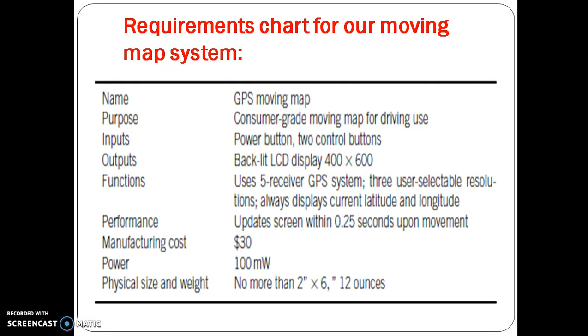Performance is the most important part here. What the customer desires is that the screen must be updated every 0.25 seconds, that is, every quarter of a second the system must be updated. That means how accurate the position must be. The estimated manufacturing cost is $30. Power must be 100 milliwatts. Physical size is 2x6, and the weight is 12 ounces. So these are the requirements from the customer to the designer.